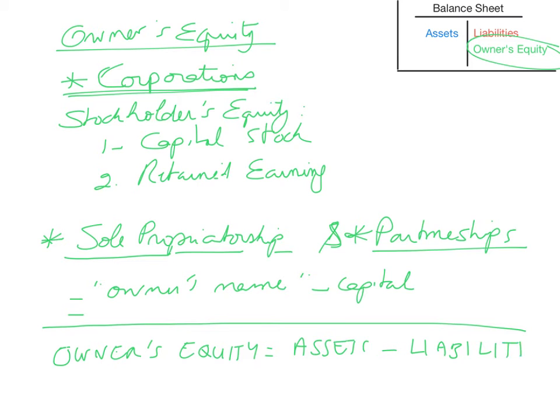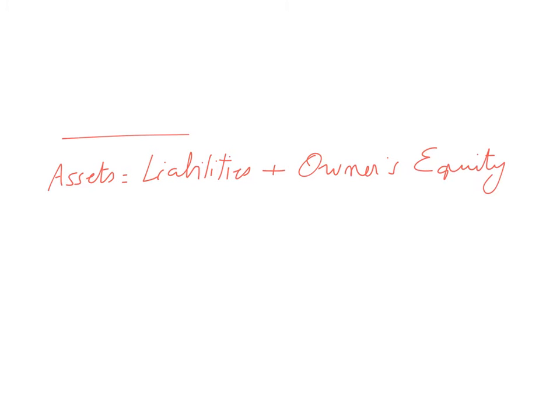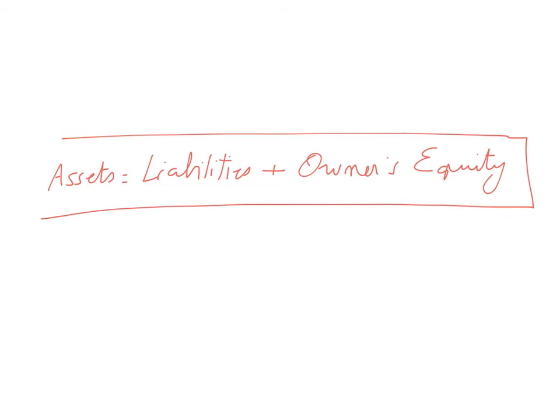And that brings us to the very important equation that governs the balance sheet. Assets equals liabilities plus owner's equity. This is the governing equation of a balance sheet. It is always true, and if not, that means that either something is wrong in the data or in the way it has been categorized. This is the essence of why a balance sheet is called a balance sheet, because both sides of the balance sheet are balanced.